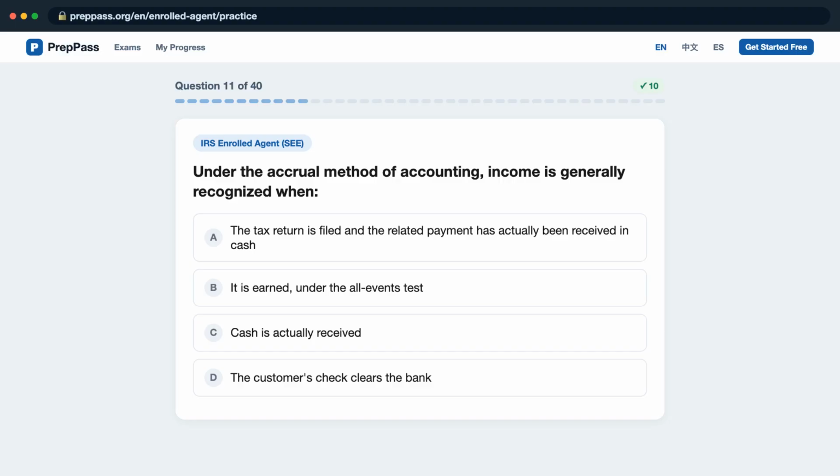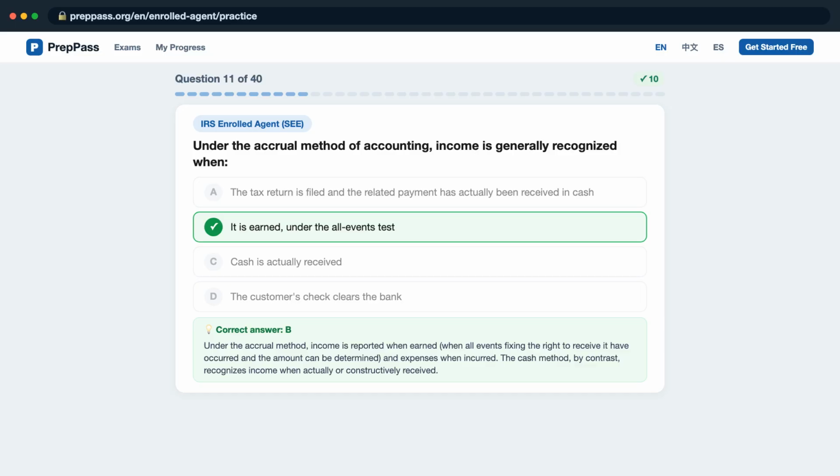Question 11. Under the accrual method of accounting, income is generally recognized when, is it A, the tax return is filed and the related payment has actually been received in cash? B, it is earned, under the all events test? C, cash is actually received? D, the customer's check clears the bank? The correct answer is B.